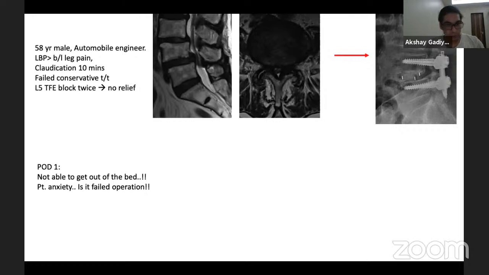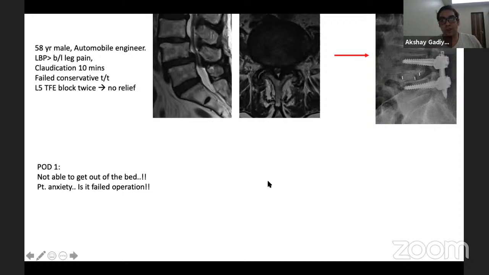Now, on post-op day 1, the patient is not able to get out of bed and is quite anxious. And there are those typical relatives along with the patient. They will keep on asking: is this a failed operation? Did the surgery fail? That leads to surgeon anxiety, and then we think, is there something wrong?